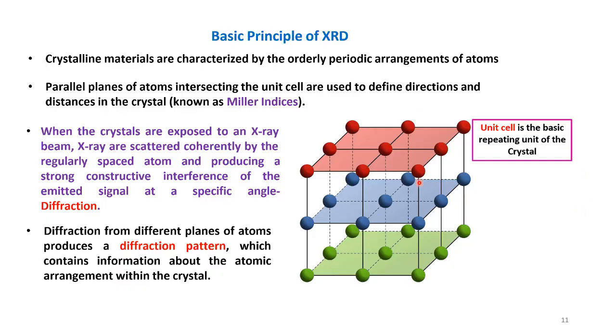So what is a unit cell? This particular cube is a unit cell, and since one atom is there at each vertex of the cube, this is a normal simple cubic structure. I hope you know about the simple cubic, body centered cubic and face centered cubic structures. Are you aware of this, or should I explain it?